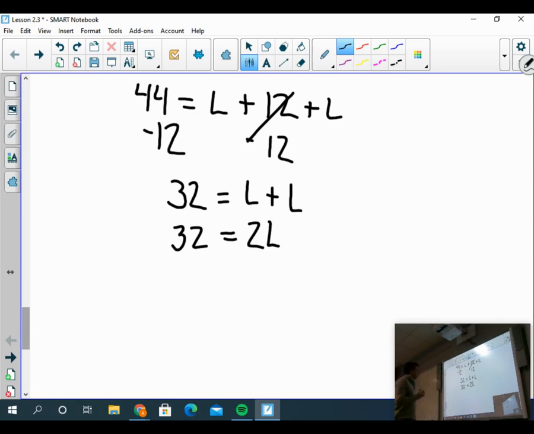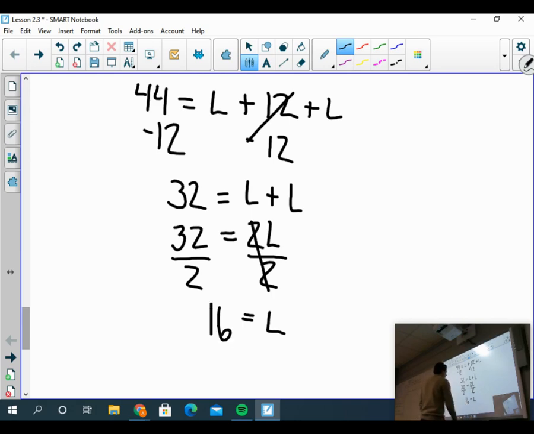And now what we're going to do is divide both sides by 2 to get L by itself. 32 divided by 2 is 16. And what we see here is we have a length of 16. Okay, and you go, great, I did it with some help. I solved the word problem. Not quite yet. Remember, we always want to check our work.